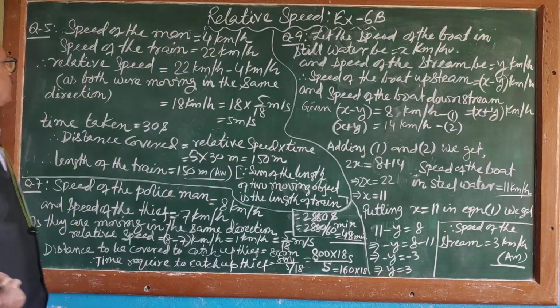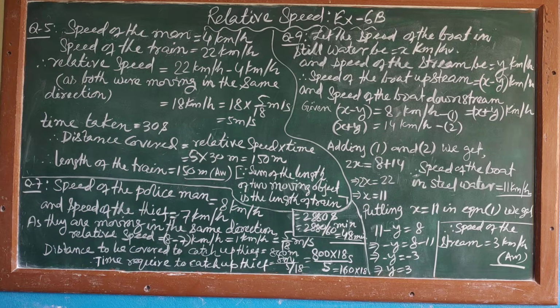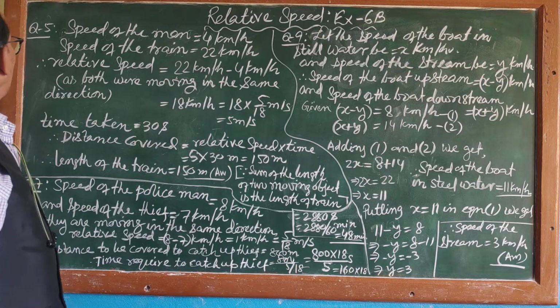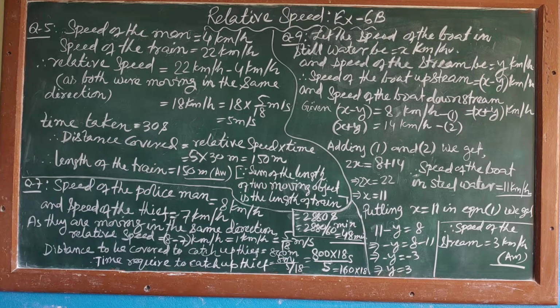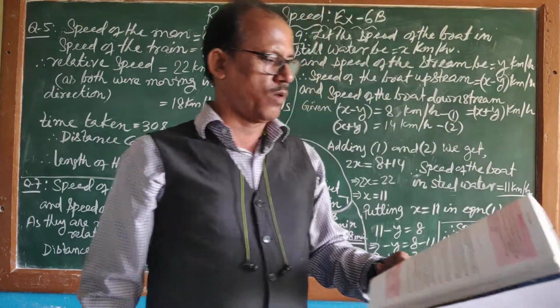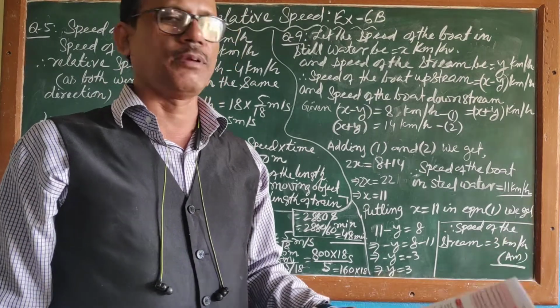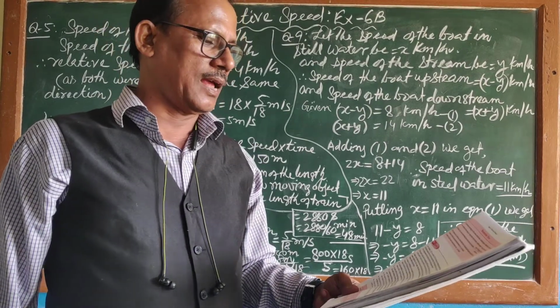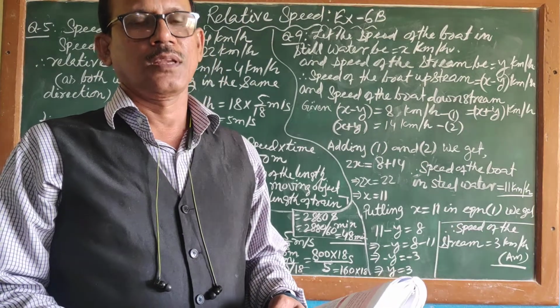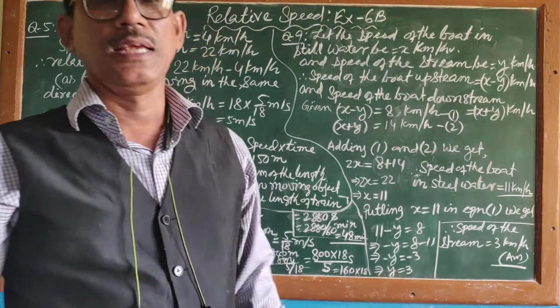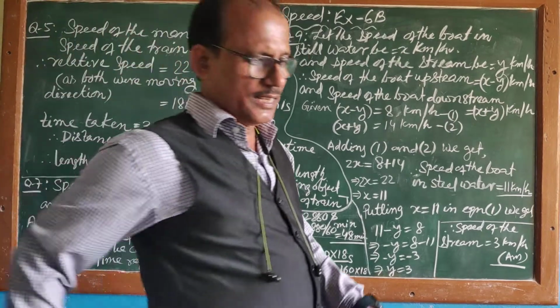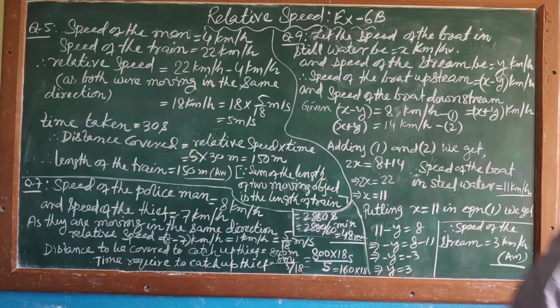Okay, now let us do some more sums of exercise 6B. Question number 5, I have taken. Question number 5 says, a man is walking at the speed of 4 kilometer per hour, and a train is coming from behind him at 22 kilometer per hour and passes by him in 30 seconds. So a train is approaching, the man is walking, and the train is approaching.